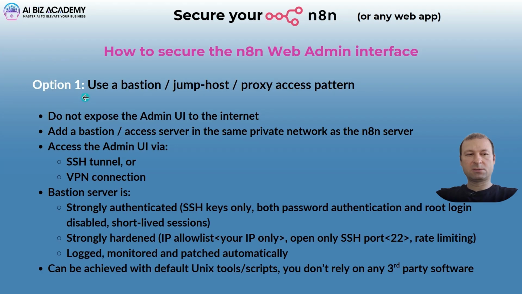We have two options. Option one is to use an access pattern usually called Bastion, jump host, or proxy. What does this mean? Basically, this requires an access server in the same VPC as the n8n server. And this server is usually called the Bastion server or the proxy server. And how can you access this server? You can access it via an SSH tunnel that you can configure on the Bastion server, or through a VPN connection that will give you access to it.